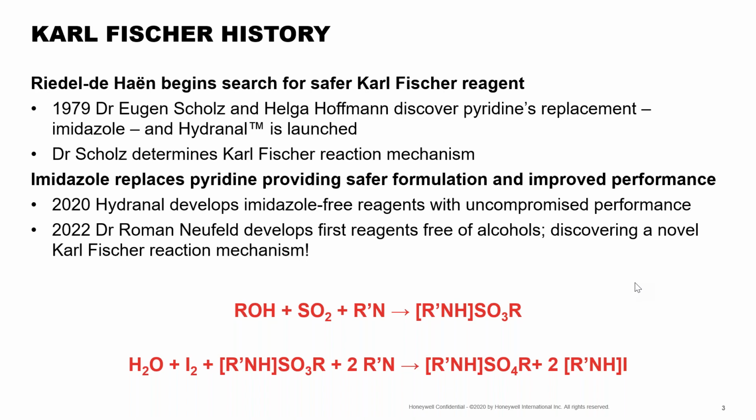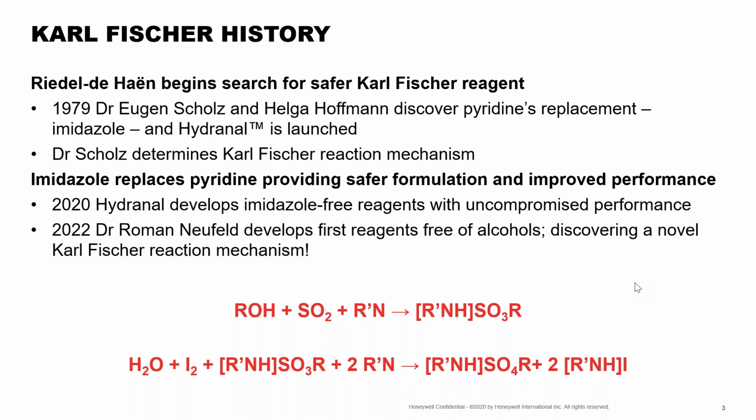It's shown on the bottom of your screen here. It's a two-step reaction. So in the first step, we have a primary alcohol, typically methanol, we have some ethanol-based reagents we can use as well, that reacts with sulfur dioxide to form a sulfurous acid of that alcohol. The acid then is neutralized completely by a base that's present in the reagent system. Like we mentioned, that base was originally pyridine.